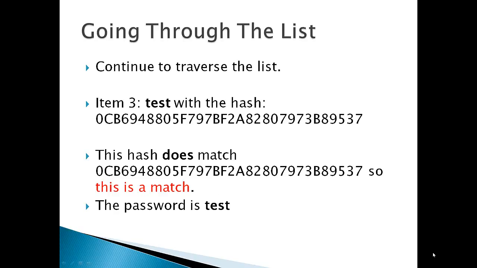Item 3 is test. It has the hash of 0CB69488, etc. And that does match the hash of 0CB69488, etc. Therefore, we have a match. We know that we can use the password test. The password is test.